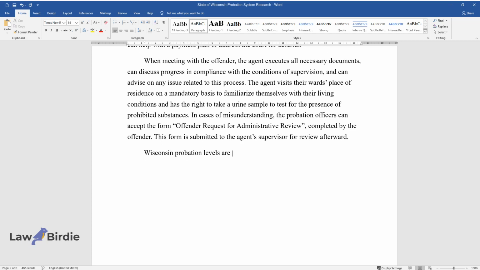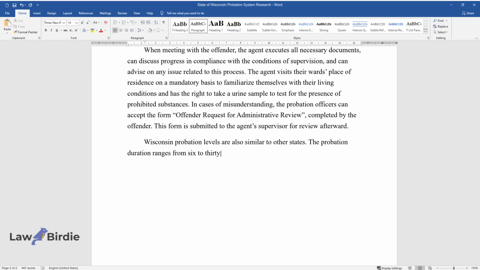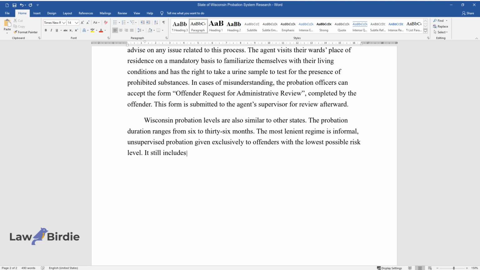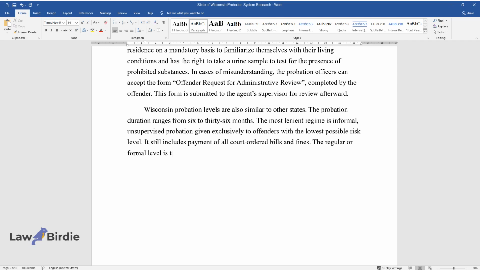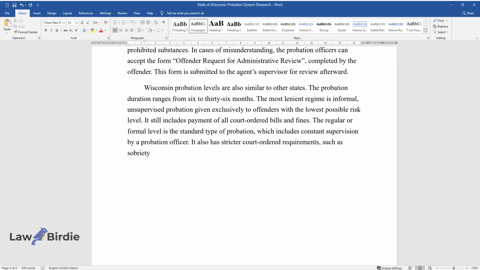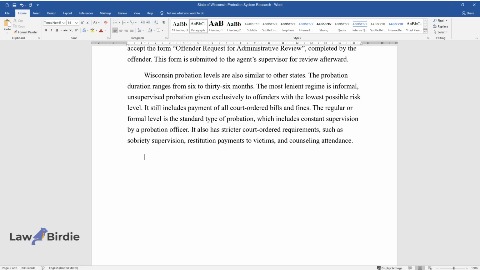Wisconsin probation levels are also similar to other states. The probation duration ranges from 6 to 36 months. The most lenient regime is informal, unsupervised probation given exclusively to offenders with the lowest possible risk level. It still includes payment of all court-ordered bills and fines. The regular or formal level is the standard type of probation, which includes constant supervision by a probation officer. It also has stricter court-ordered requirements, such as sobriety supervision, restitution payments to victims, and counseling attendance.